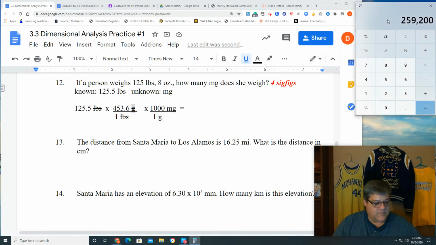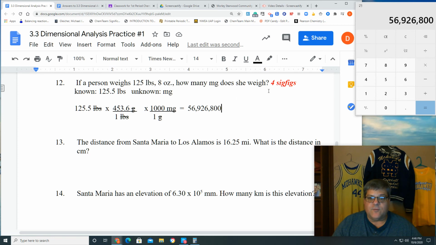So now we can go to our calculator and type in our numbers. 125.5 multiplied by the top times 453.6, divided by 1, times 1,000, divided by 1. Hit our equal sign, and we end up with this. Ooh, this is a big number. It's going to be 56,926,800. Now, why do I put the commas in there? So I know how many places I have to count if I have to move it.